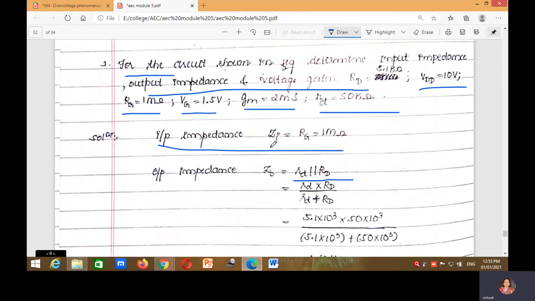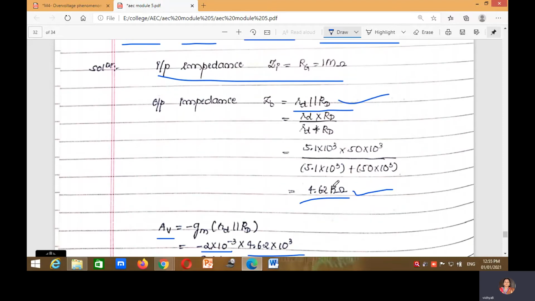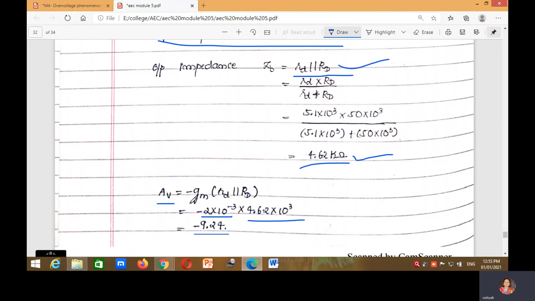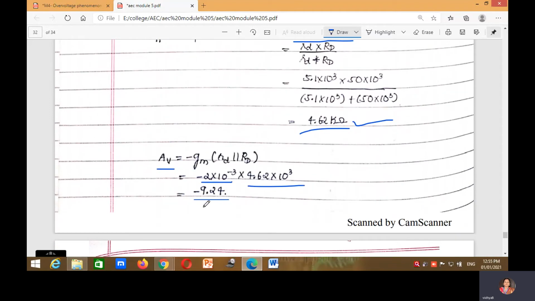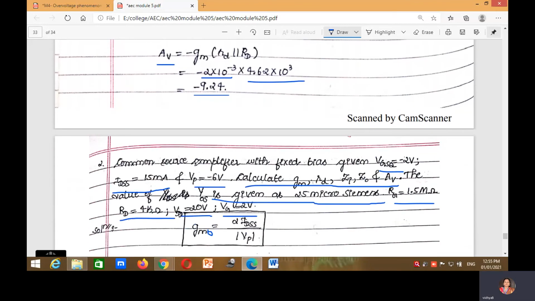First, input impedance ZI is equal to RG is equal to 1 mega ohm. Output impedance is equal to small rd parallel with capital RD. We know the parameter values, so substitute and you will get the value 4.62 kilo ohm. Next, voltage gain is equal to minus gm into rd parallel with capital RD. You will get minus 9.24.